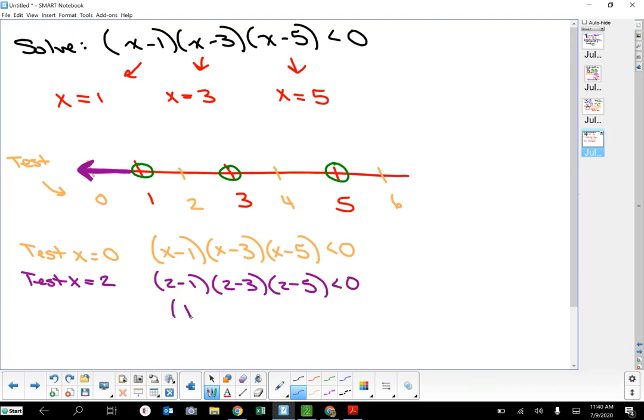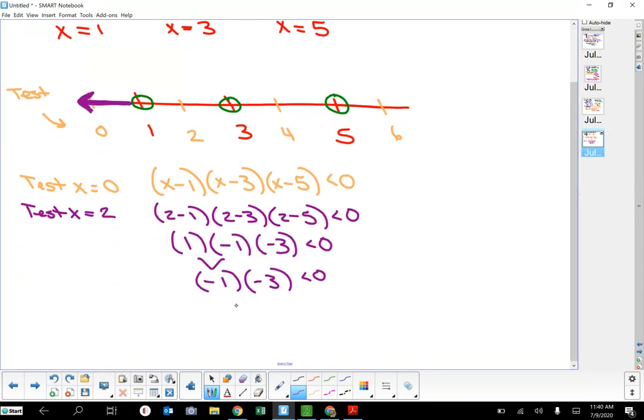2 minus 1 is 1, negative 1, negative 3. This is negative 1 times negative 3, which gives us a positive 3, and that is not less than 0, so this is false. So that area in here is false. So no shading in there. Okay. Now I'm going to essentially go back and test these other values. So I'm going to erase again.